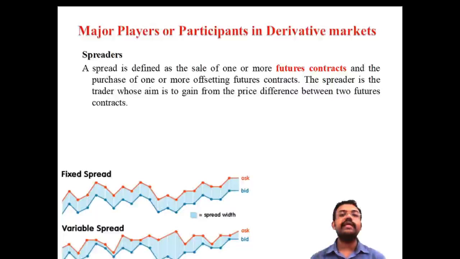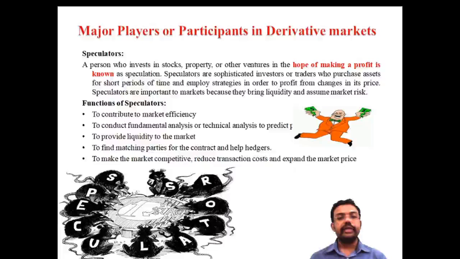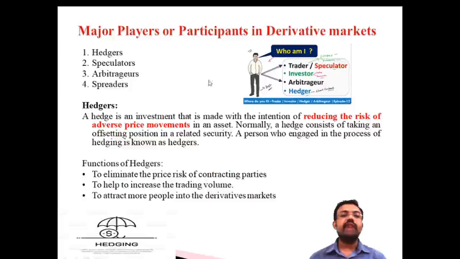Fourth category of the player is spreaders. So listen, whenever you enter the market, you just decide who am I. I am a trader or speculator, you are an investor, you are an arbitrageur, or a hedger. Are you a hedger? Are you an arbitrageur? Are you an investor? Are you a trader? You must decide. And these are the four categories of the participants.